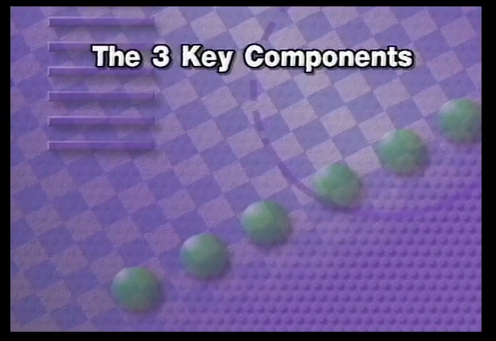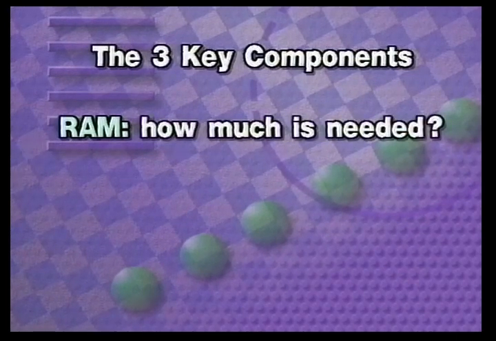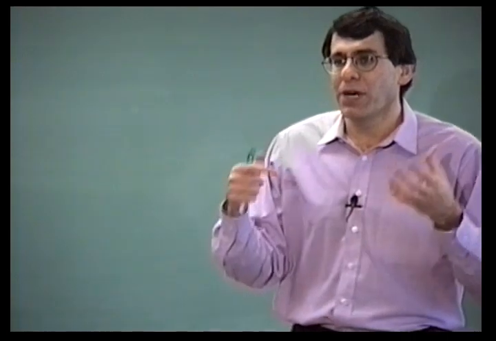I'll just summarize by telling you the three key components of the computer that you have to consider when you're buying a computer. And one of them is the RAM. And as far as the RAM goes, your primary concern when you're looking to buy a computer is how much is there? How much RAM is there in the computer. How much, not how much money, how much you get.